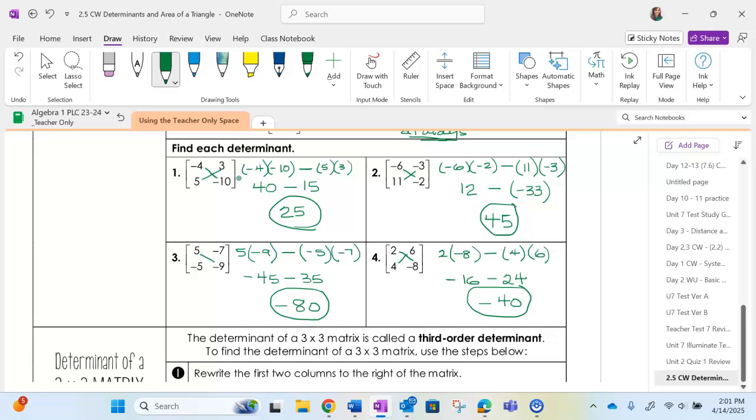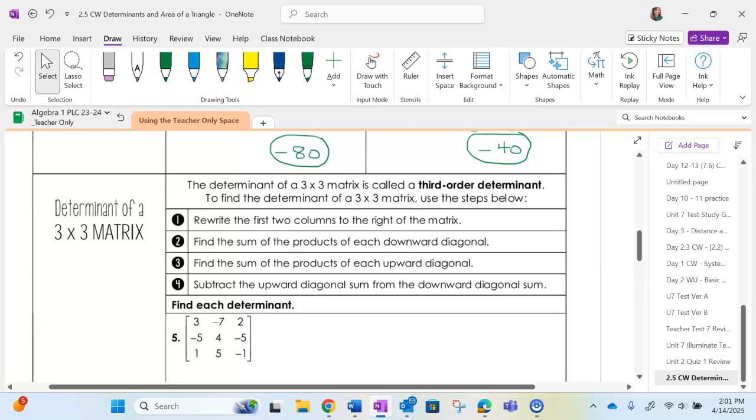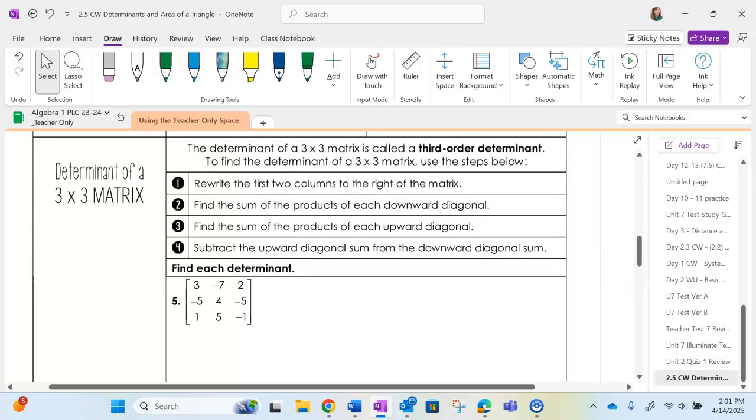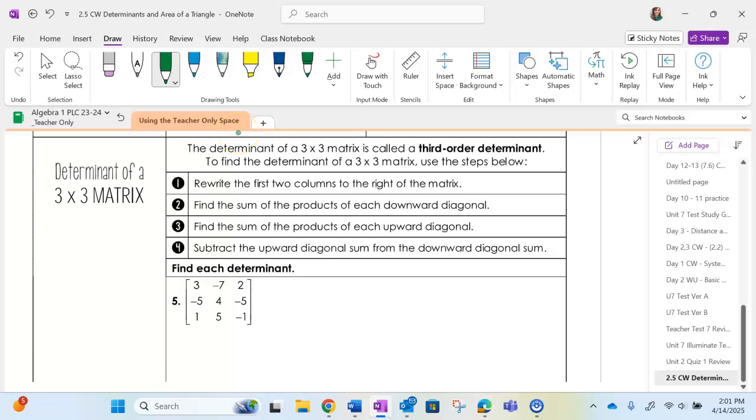All right, those are 2 by 2s. Let's talk about 3 by 3s, a little different. Step 1, rewrite the first 2 columns to the right. So I'm going to take column 1 and column 2, and I'm going to rewrite it. -5, 1, and -7, 4, and 5.